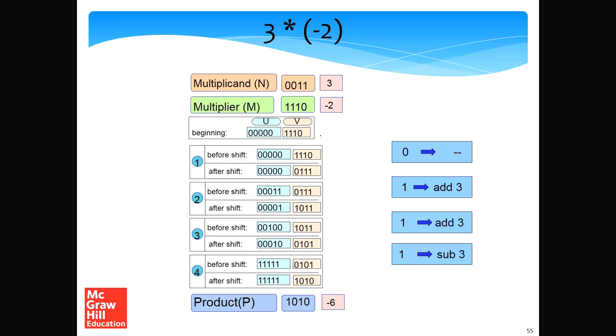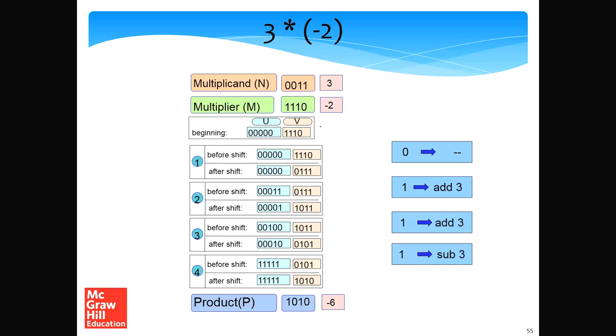This is where a lot of our understanding will be tested. So let's look at it in some more detail. We first load 3 into register N, which is the multiplicand. So this is 0 0 1 1, and we load minus 2 into register M, which is also loaded into register V. And minus 2 in a 4-bit number system is plus 14, which is 1 1 1 0.